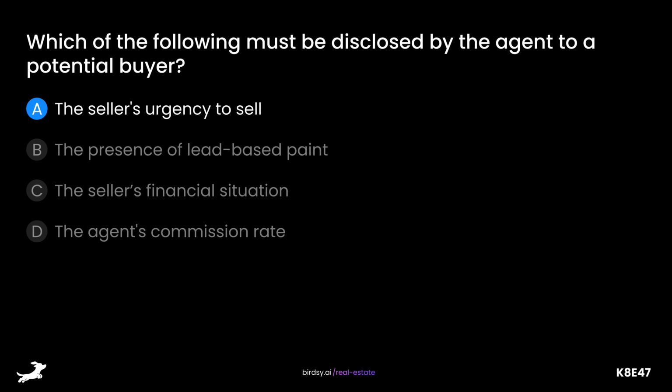Is it A. The seller's urgency to sell? B. The presence of lead-based paint? C. The seller's financial situation? Or D. The agent's commission rate? The answer is B. The presence of lead-based paint.